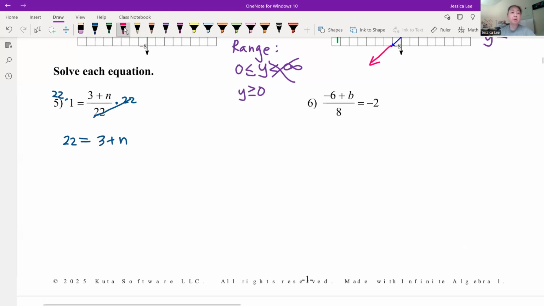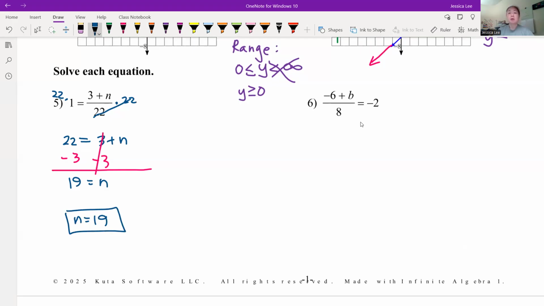All right, and then from here, we're going to just get rid of the 3. Since there's a positive 3, we're going to subtract 3. There we go. And what are we going to have left? 22 minus 3 is going to be 19 is equal to n, right? If you want to rewrite it as n is equal to 19, that's totally fine as well. Either way is okay.